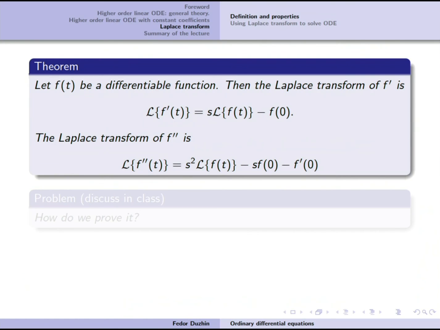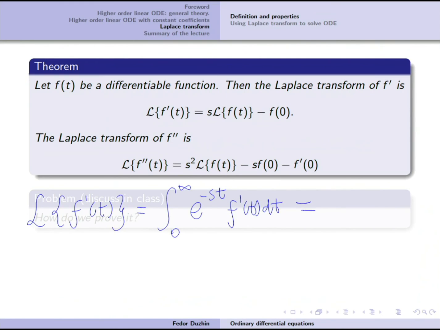And here is how you can do it. Suppose that we want to calculate the Laplace transform of f prime of t. By definition, this is the integral from 0 to infinity of e to the minus st times f prime of t dt. And now we're going to do something very clever. We're going to integrate this by parts.